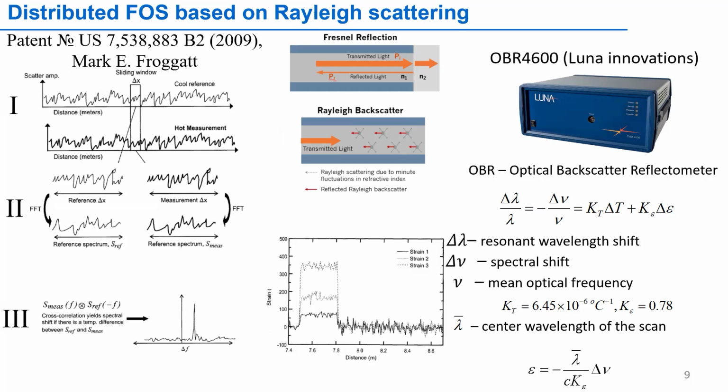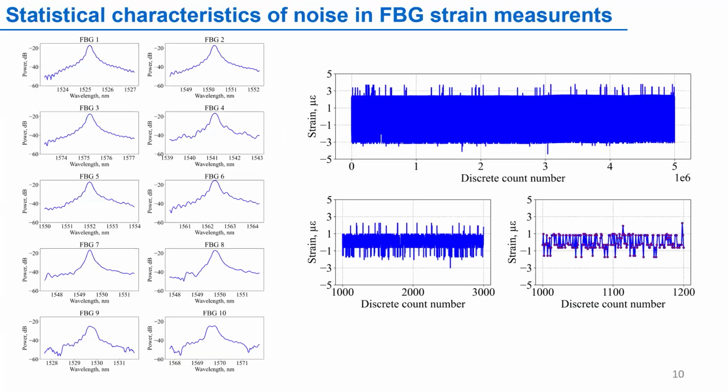On the first step, we measure 2 reflectograms for the initial state and for the strained state. Then we choose a small window from this reflectogram on which we provide a Fourier transform to calculate the spectrum. And on the third step, we use cross correlation to calculate the spectrum shift. And we can relate the spectrum shift with the strain. So this is one point of strain, and then we can move this sliding window and do all these operations again. So we will calculate the strain distribution across the length of the optical fiber.